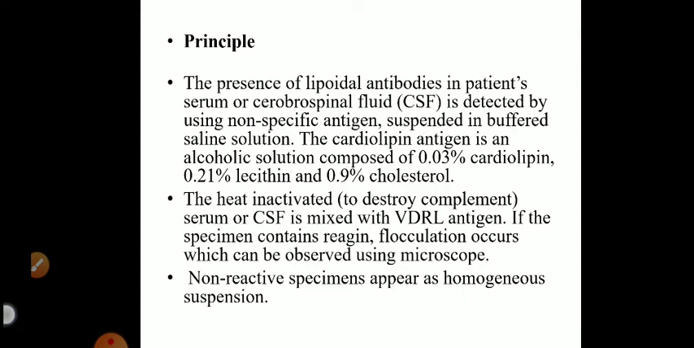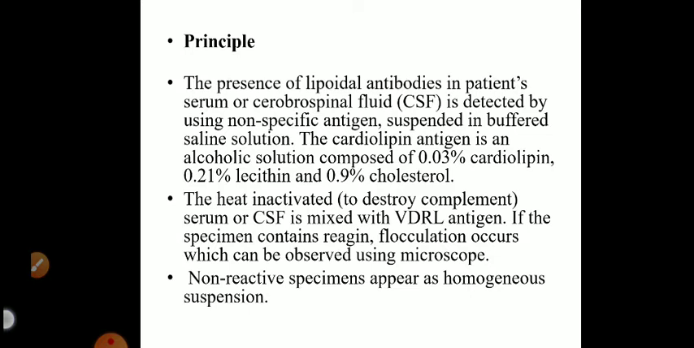Now, what is the principle of the test that we are using? What are we detecting? Once again, we are using a non-specific test. So we are going to detect antibodies formed against lipoidal material released from cells damaged by Treponema bacteria. So we are detecting anti-lipoidal antibodies, which are called reagent antibodies. And what is the antigen that you add? The antigen is a cardiolipin antigen.